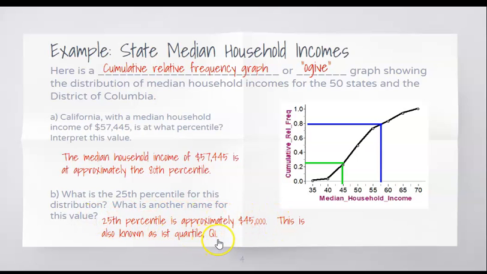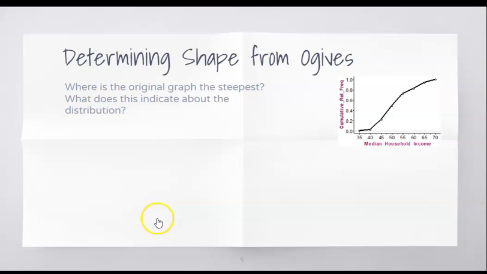Another name for this is Q1. It's quartile 1, right? Q1 is 25%. Okay, so from an ogive, you can actually figure out the shape of the distribution if you had done a dot plot or a histogram or something like that. So let me help you see this, okay?